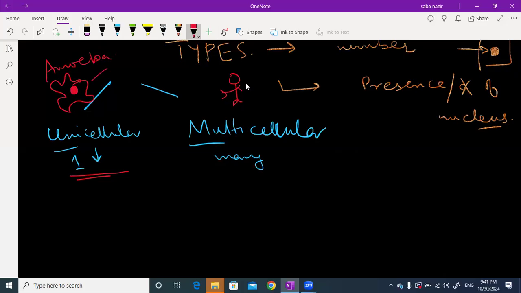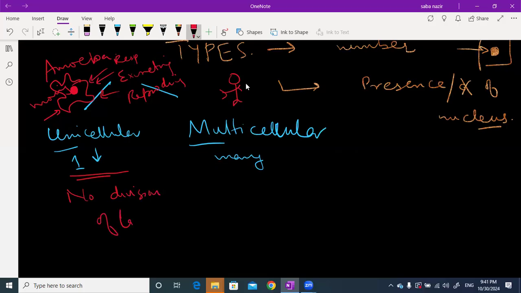In amoeba, one cell is doing all the life activities. It is respiring, the cell is excreting, the cell is reproducing, the cell is moving. If a cell is doing all the life activities on its own, then we say that there is no division of labor. What does it mean? No division of labor means one cell is doing all the life activities.